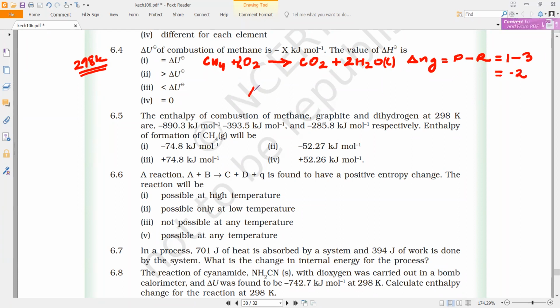Okay. And we have the relationship that delta H is equal to delta U plus delta Ng RT, right? Now delta Ng is how much? -2. So I can say that delta H is equal to delta U minus 2RT. Yes or no? Yes. Now you tell me, is delta H greater than or less than delta U? It is obviously not equal to, and it is obviously not equal to 0. So tell me, will it be greater than or less than delta U?